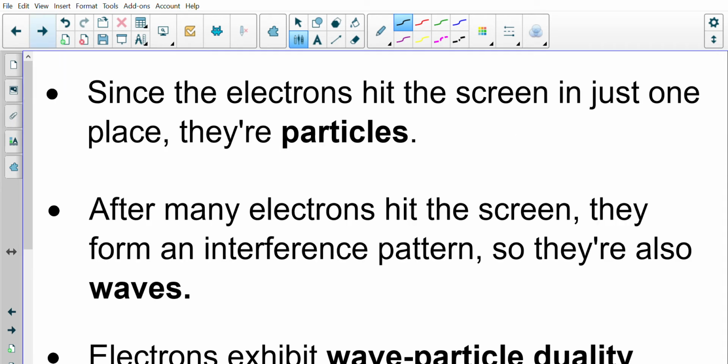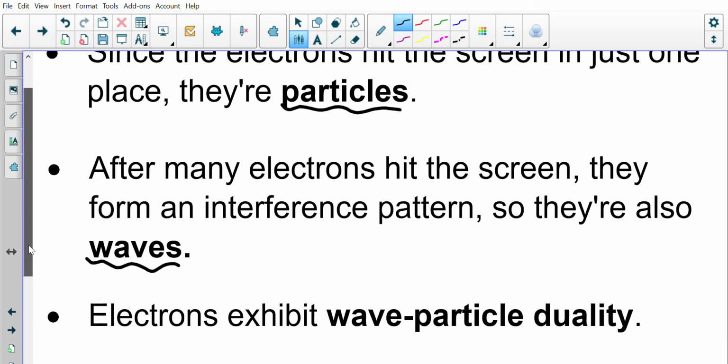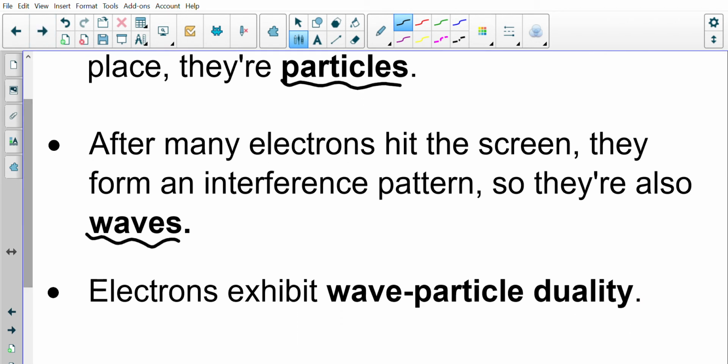Now, this experiment actually shows that electrons are particles and waves at the same time. Since each individual electron hits the screen in just one place, in that way they're acting like particles. But after many electrons hit the screen, they form an interference pattern, and so in that way they're acting like waves. And so what we can say is electrons exhibit or show wave-particle duality. They are waves, they are particles, both at the same time.